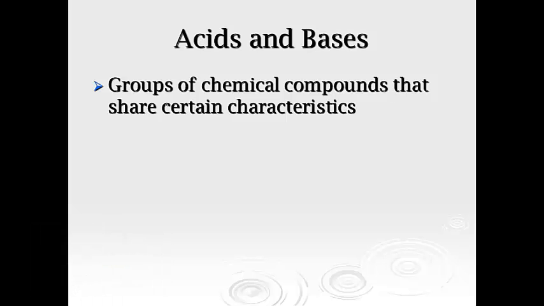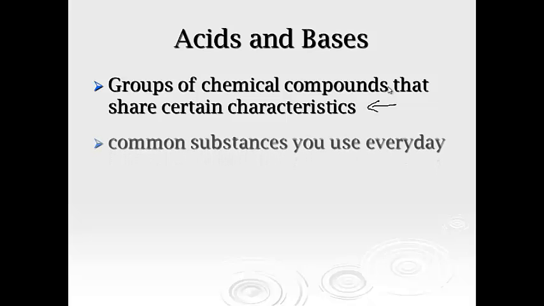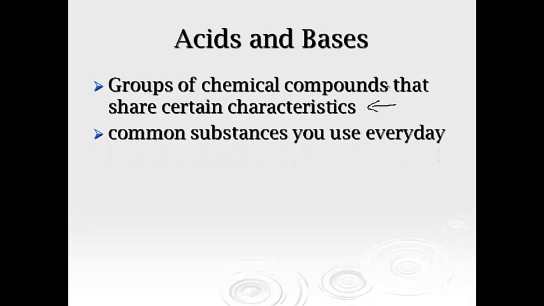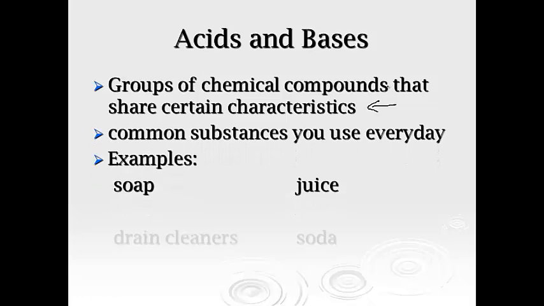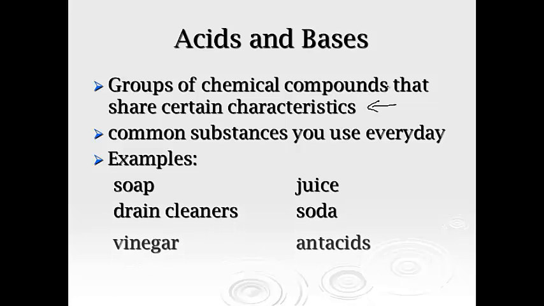And for definition, they're a group of chemicals that share certain characteristics, and we're going to actually have a couple of different definitions. They're common substances that you use every day. For example, soap, different kinds of juices, drain cleaners, different sodas, vinegar, and acids. All things that we see on a regular basis that have properties that allow them to fall into either the acid or the base categories.